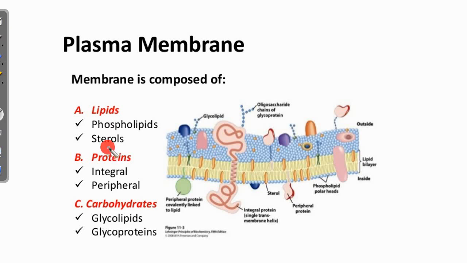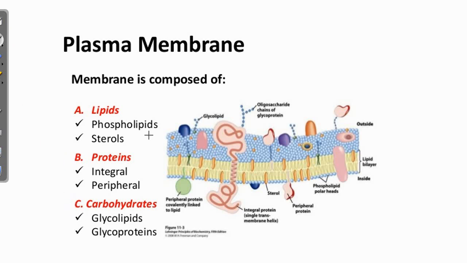Okay, in lipids where steroids are there, we are going to discuss the cholesterols, mainly how they are helpful in the functionality of the cell. So these are the main components of the cell membrane or the plasma membrane: lipids, proteins, and carbohydrates.